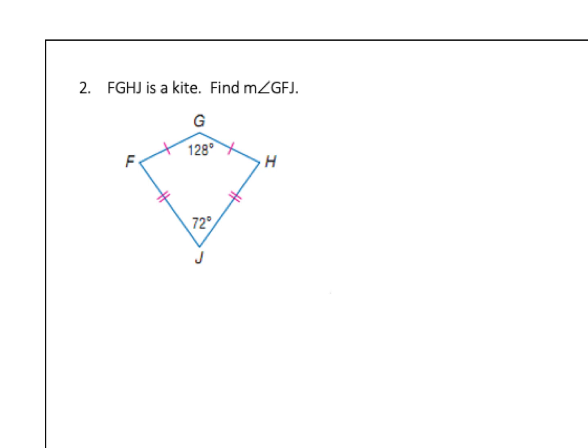Number 2, FGHJ is a kite. Find the measure of angle GFJ. Let's trace that. G to F to J is this angle over here. So that's the one we want to solve for.